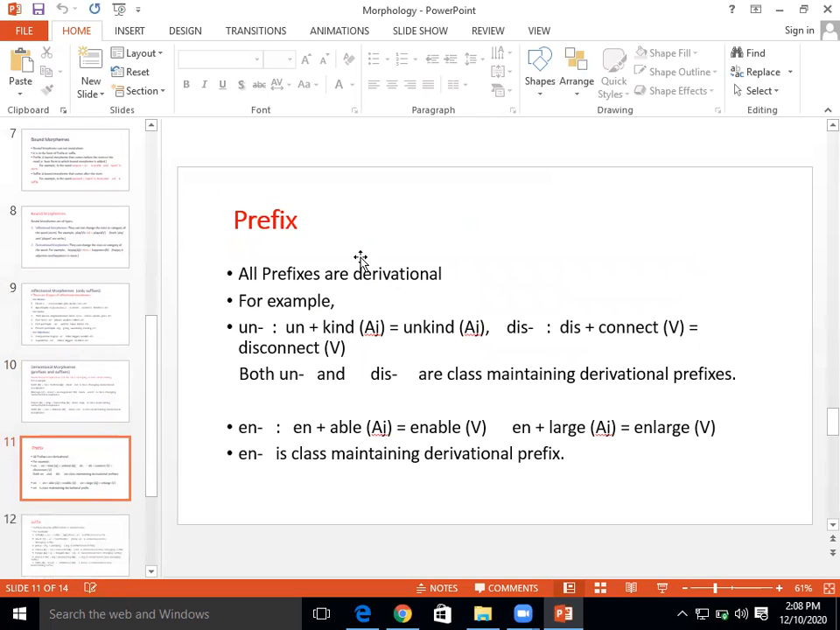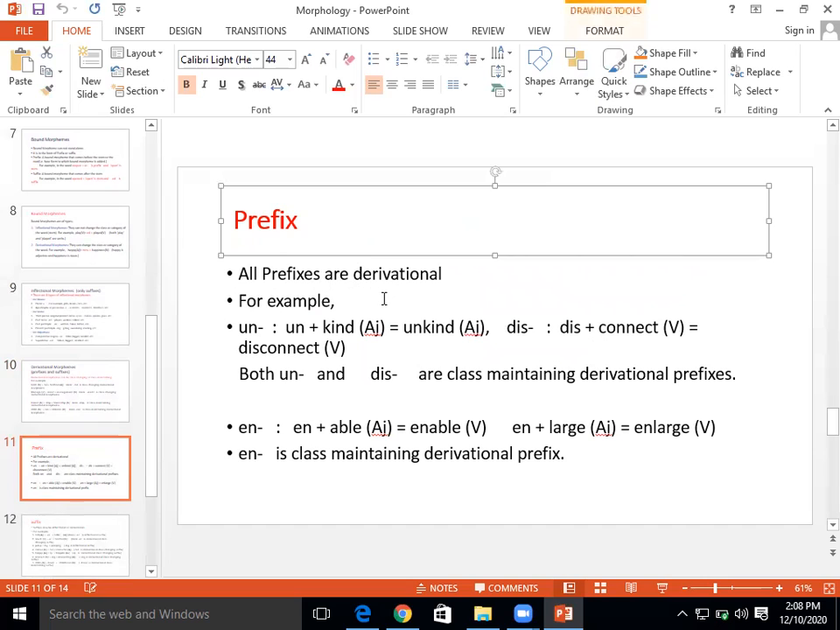So we shall see something about prefixes. Okay, all prefixes are derivational. So when you find a prefix in a word, you have to describe it as a derivational prefix. A prefix is never inflectional. A prefix is only derivational. So when you describe a prefix, you have to describe it as a derivational prefix. Okay, derivational, but it may be class changing or class maintaining. So class maintaining derivational prefix or class changing derivational prefix. Actually, in prefixes, all the prefixes are mostly class maintaining.